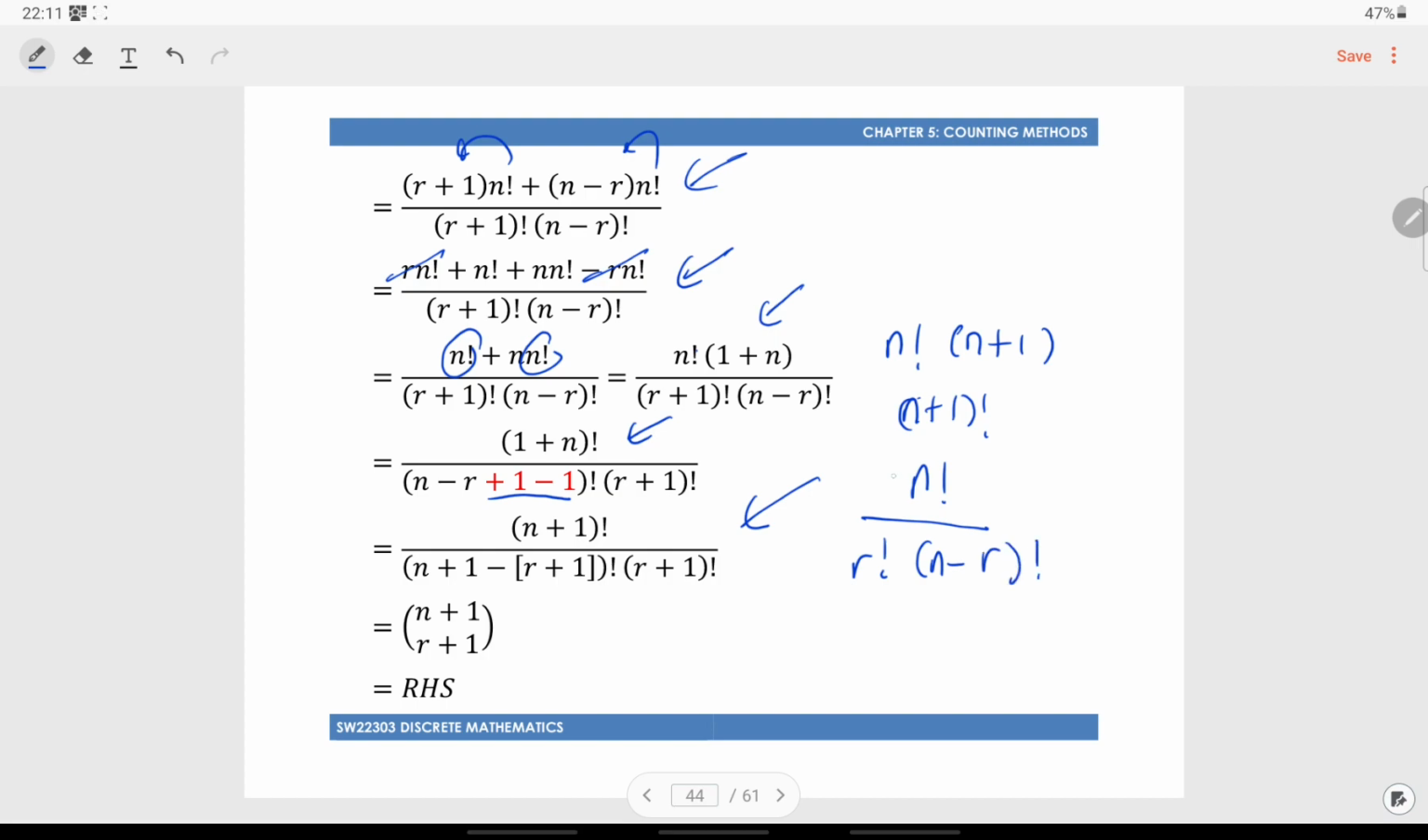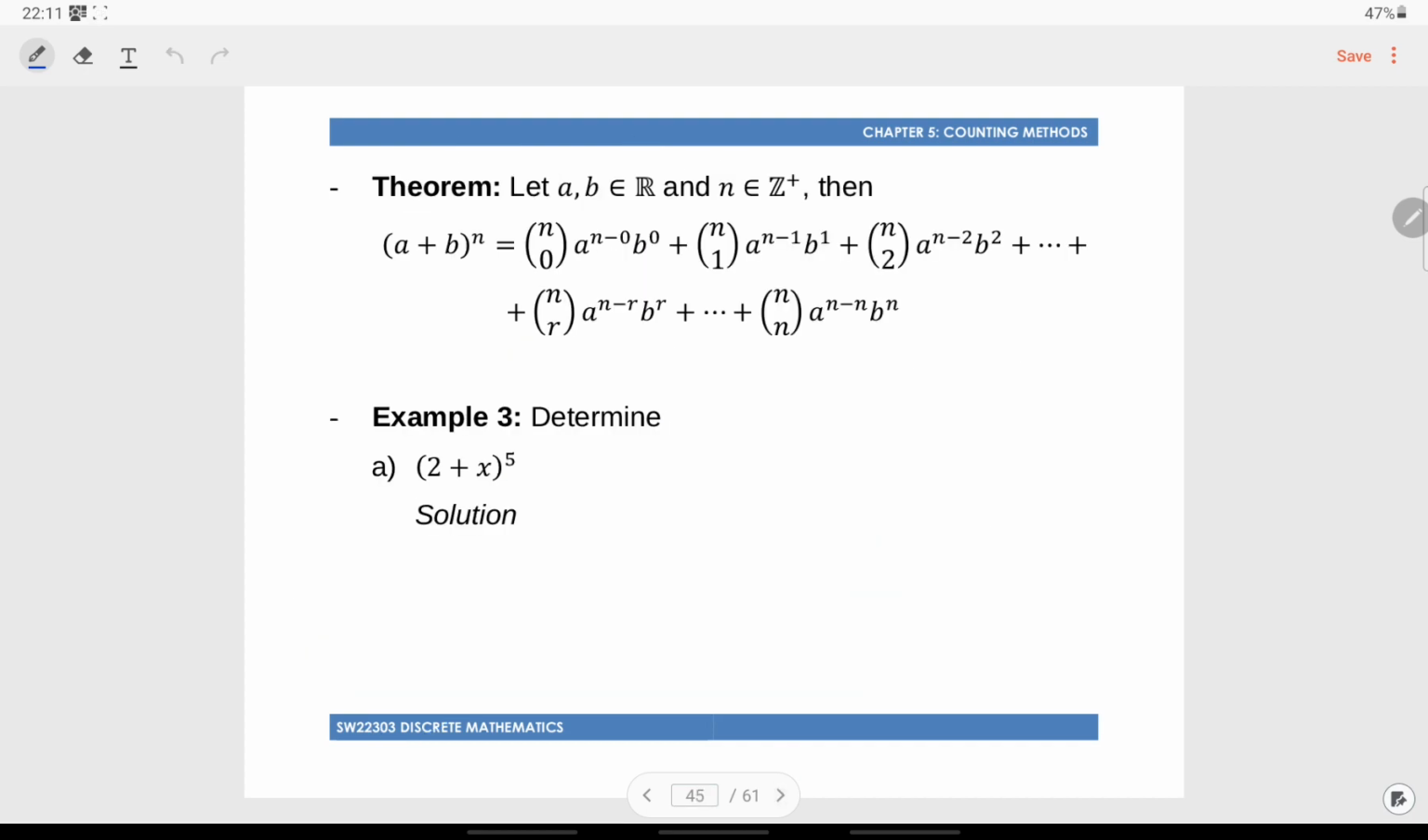So if we replace n by n plus 1, and we replace r by r plus 1, we obtain the following fraction. Okay, if we substitute n by n plus 1 and r with r plus 1, we have the following equation, which is equal to n plus 1 choose r plus 1. So since the left hand side equals the right hand side, it completes the proof.